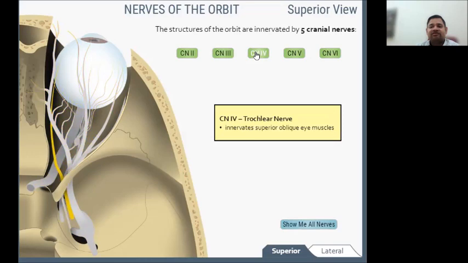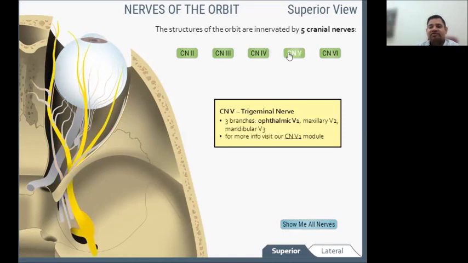Next is cranial nerve number 4. SO4, that is superior oblique, will be supplied by the fourth one, that is the trochlear nerve, which innervates the superior oblique eye muscle. So this will be the superior oblique eye muscle towards the superior side. Then comes cranial nerve number 5. Specifically, it has 3 branches: ophthalmic, maxillary, and mandibular. In detail, we will talk in some other part also, but it is going to supply the different regions of the eyeball in the orbit.